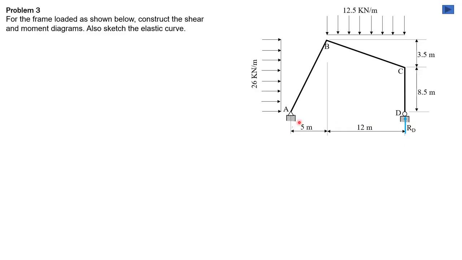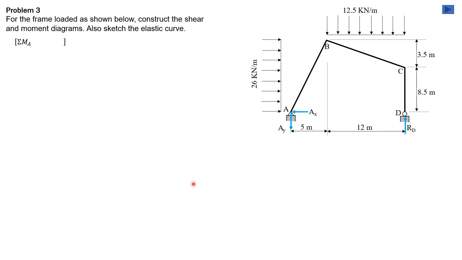So we have AX and AY on the support A. I assume that AY is downward and AX is leftward. Common sense, leftward because there's only one horizontal load and it is rightward. So AX should be leftward. And because 26 is greater than 12.5, that's why AY is, I assume, downward.